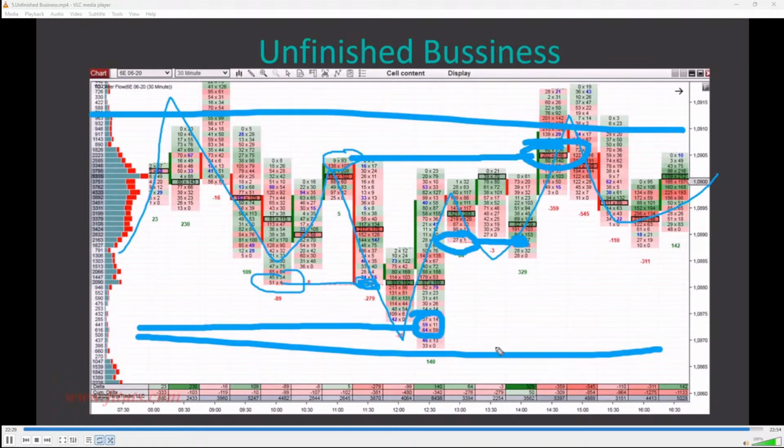All right, so that's for the unfinished businesses. It's pretty useful to watch. It's pretty useful to have those lines on in your charts. It's pretty useful to keep an eye on them. They don't work as a standalone strategy, but they're definitely helping in the decision-making process.